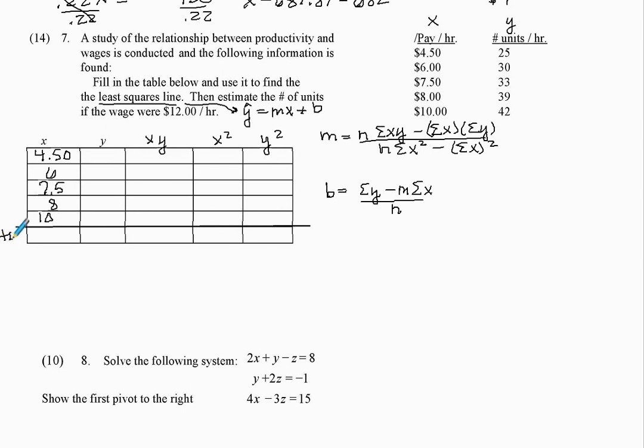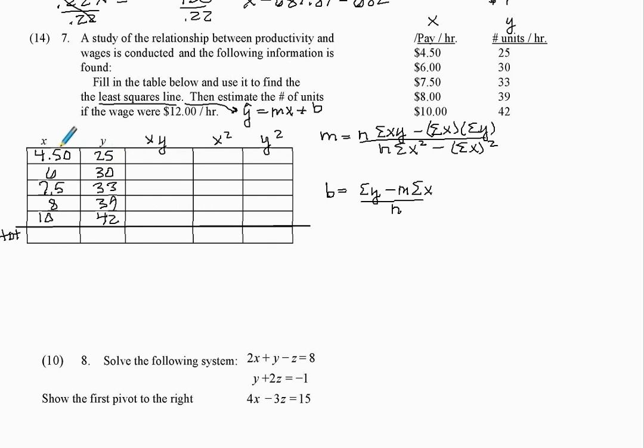So down here is our total, which is the sum. Y values here, parts per hour, 25, 30, 33, 39, and 42. So that's these values here. So I just transfer those over to the table. To get the XY column, you multiply straight across.